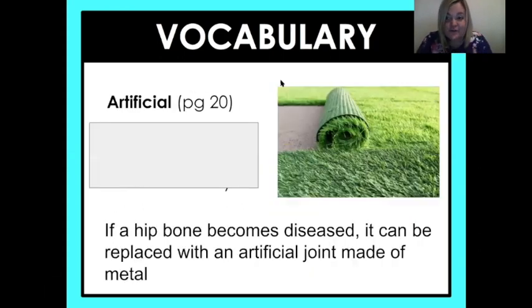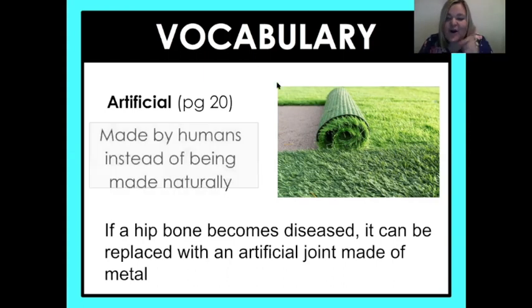Now, the other vocabulary word that you need to figure out is this grass that we're rolling out. And then, if a hip bone becomes diseased, it can be replaced with an artificial joint made of metal. So what could artificial mean? We've got this grass we're rolling out, and we've got an artificial joint. Yeah, I heard somebody say it. Great job. Artificial means made by humans instead of being made naturally.